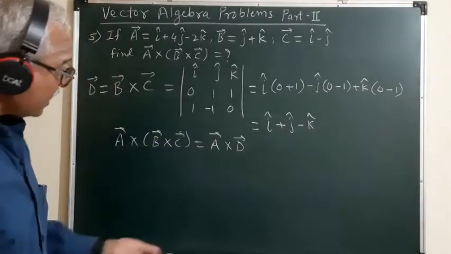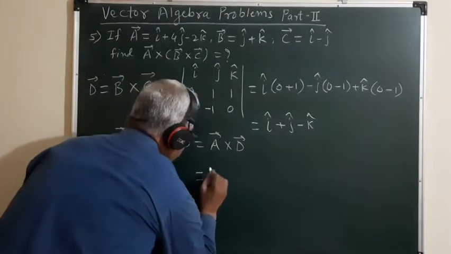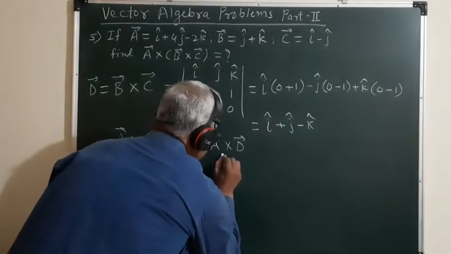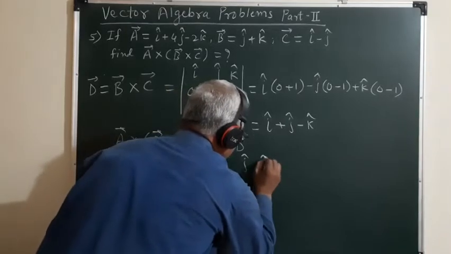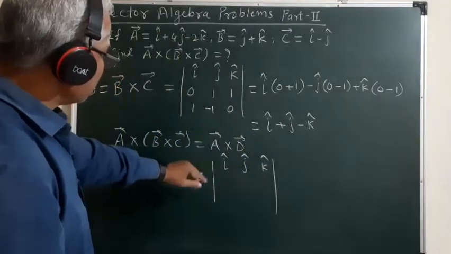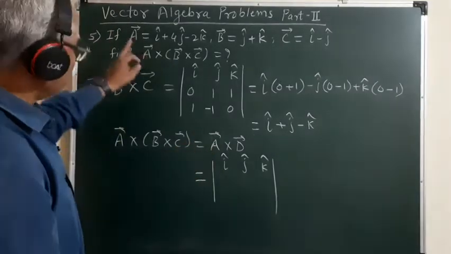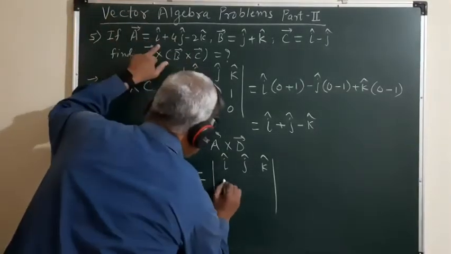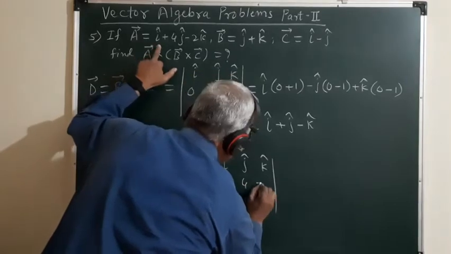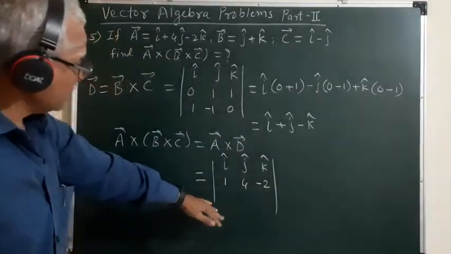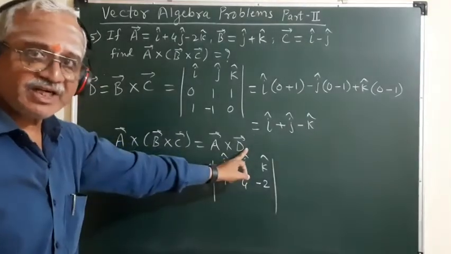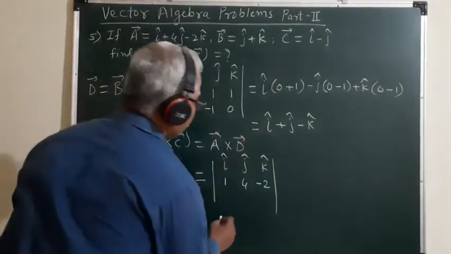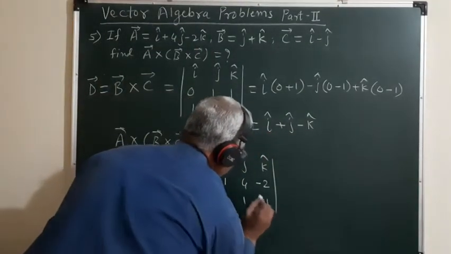This b bar cross c bar is replaced by d bar, so we can express it as a bar cross d bar. And again, this cross product a bar cross d bar can be expressed in the form of determinant. The first row is the unit vectors i, j, k. The second row is the components of the first vector in the product. The first vector in the product here is a bar, so that the components of a bar are 1, 4, minus 2, and the third row of the determinant is the components of the second vector in the product, that is d bar, that is b bar cross c bar, and the components of b bar cross c bar are nothing but 1, 1, minus 1.